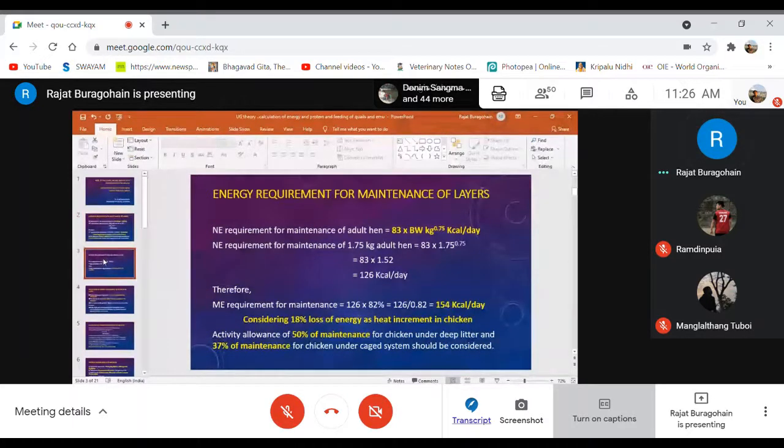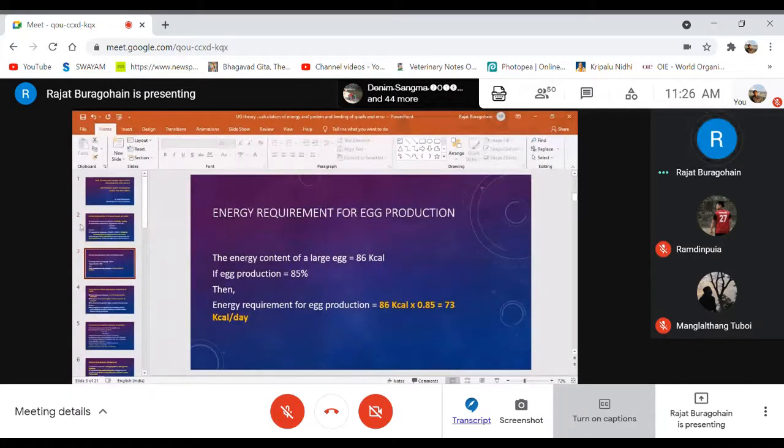Then egg production. If on an average an egg has 86 kilocalorie energy, and if egg production is 85%, then it will be 86 into 0.85, that means 85 divided by 100. It will be 73 kilocalorie energy per day. This will be the requirement for egg production. This requirement plus the requirement for maintenance plus the requirement for activity will be the total energy need for a layer per day. I think it is clear. It is easy. You just go through it once.